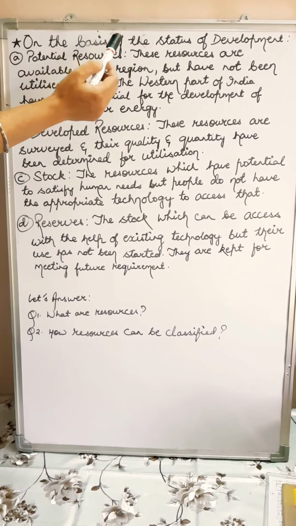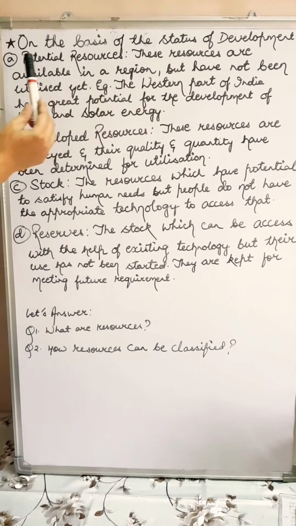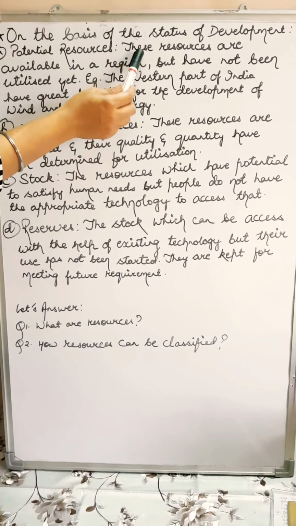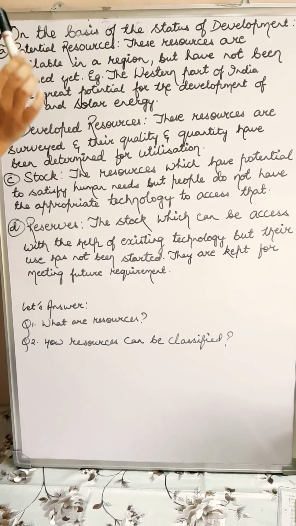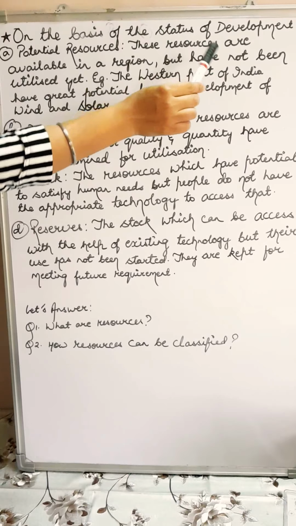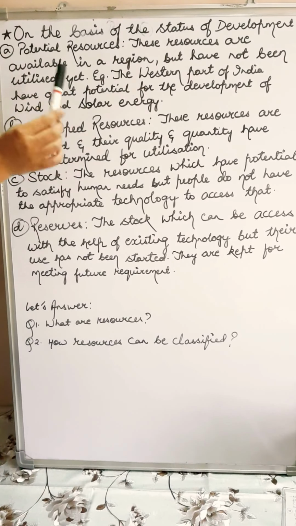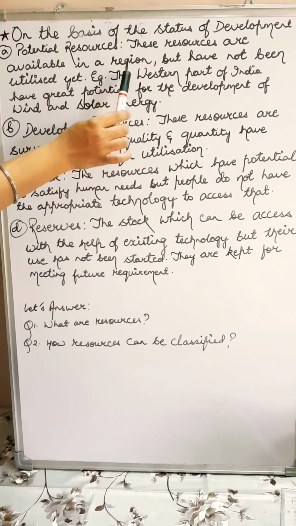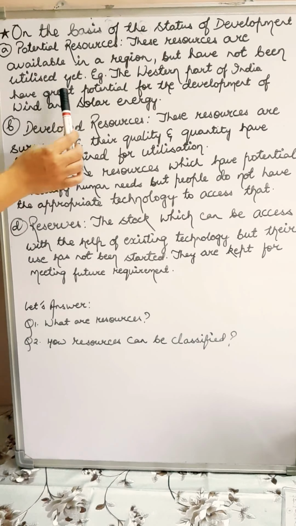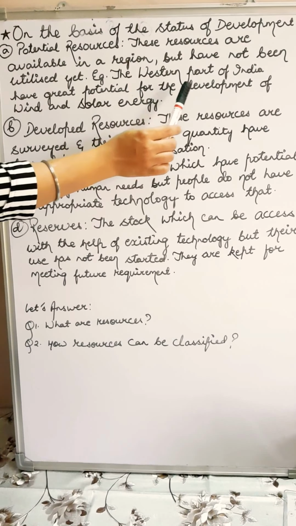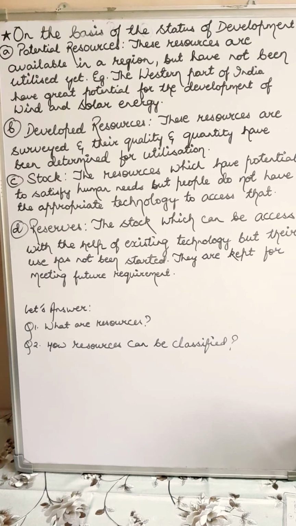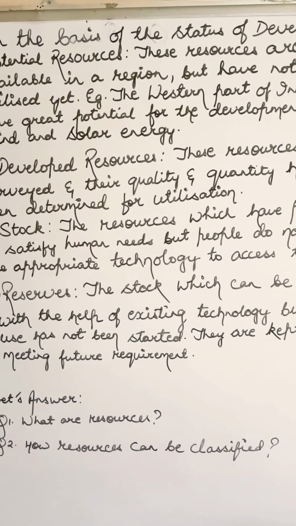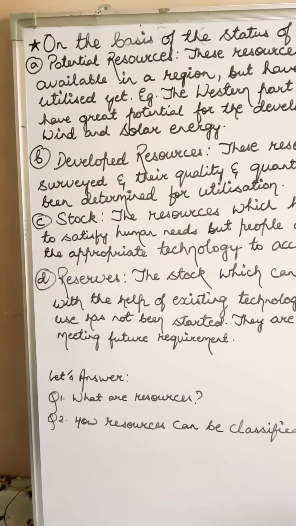On the basis of status of development, we have potential resources. These resources are available in a region but have not been utilized yet. You have the resources, but they have not been utilized yet. Example, the western part of India has great potential for the development of wind and solar energy. But so far, these have not been developed properly. So, we are not using it.